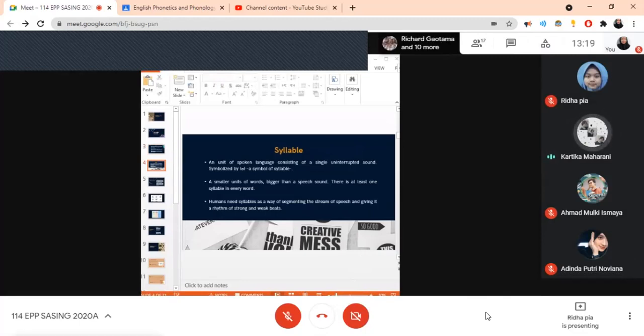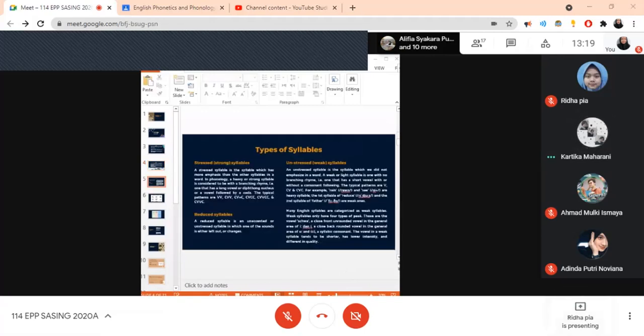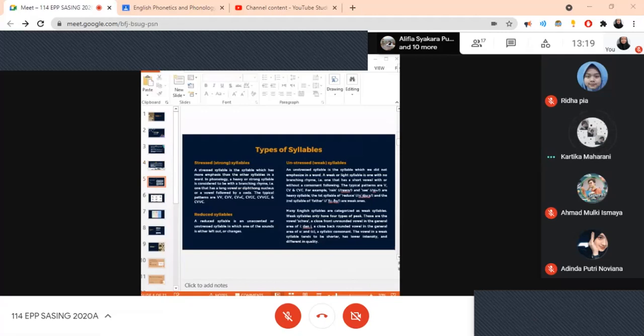A syllable is a unit of spoken language consisting of a single uninterrupted sound. It is a smaller unit of words, bigger than a speech sound, and there is at least one syllable in every word. Humans need syllables as a way of segmenting the stream of speech and giving it a rhythm of strong and weak beats. There are three types of syllables. The first one is stressed or strong syllables.